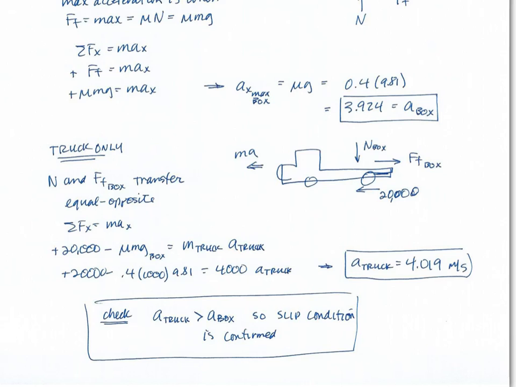Now, on your test, I did not take off for failing to check this slip condition. But this is a really important concept of checking to see if your assumptions were correct. And so again, on this exam I did not take off for that oversight. But in the future, we're going to have to keep that in mind, because that's a really important consideration.